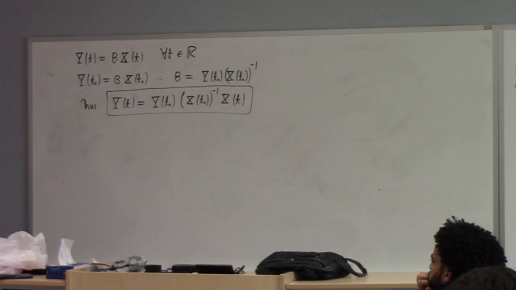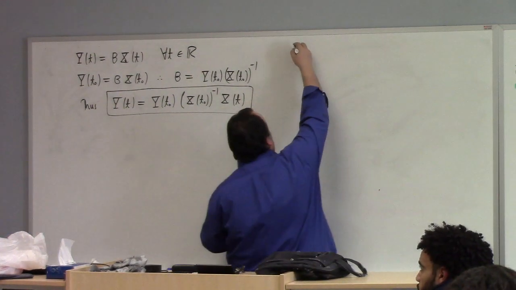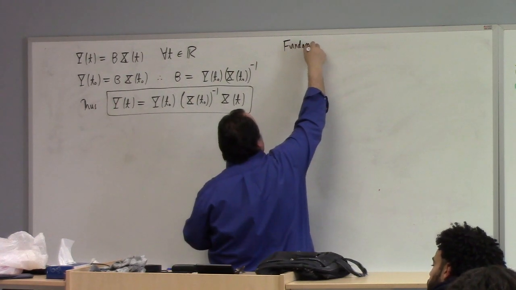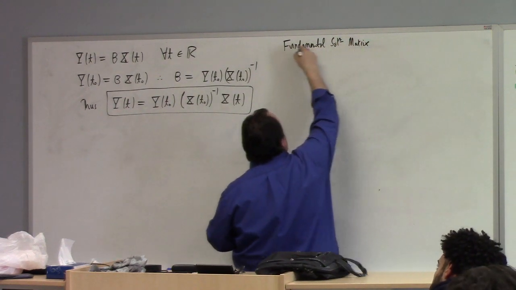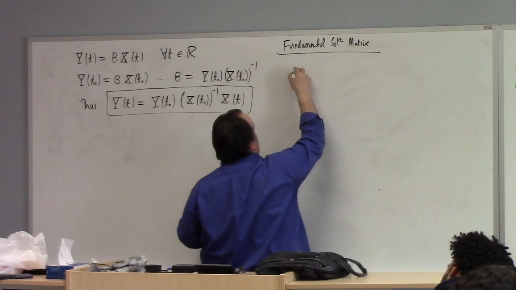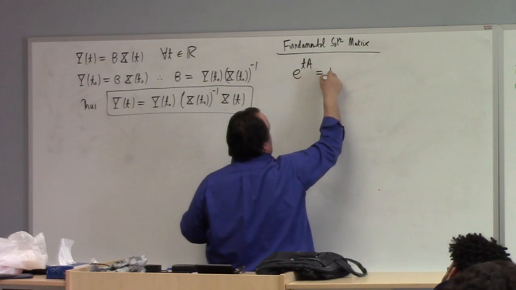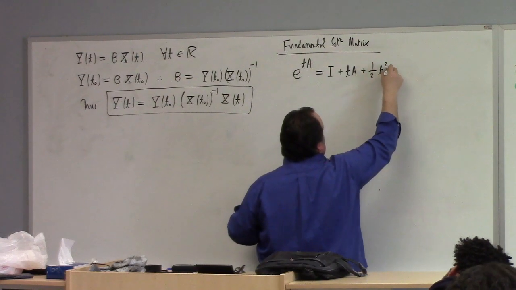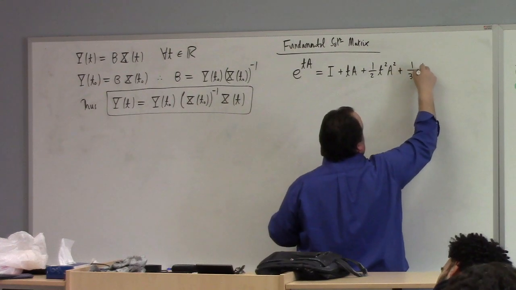I have never used this formula. So you might be like, why are you telling me then? Well, give me a second here. The most important fundamental solution matrix, the most famous one, the most awesome one, is the matrix exponential. Matrix exponential is defined as such: e to the tA is I plus tA plus 1/2 t squared A squared plus 1/3 factorial t cubed A cubed.